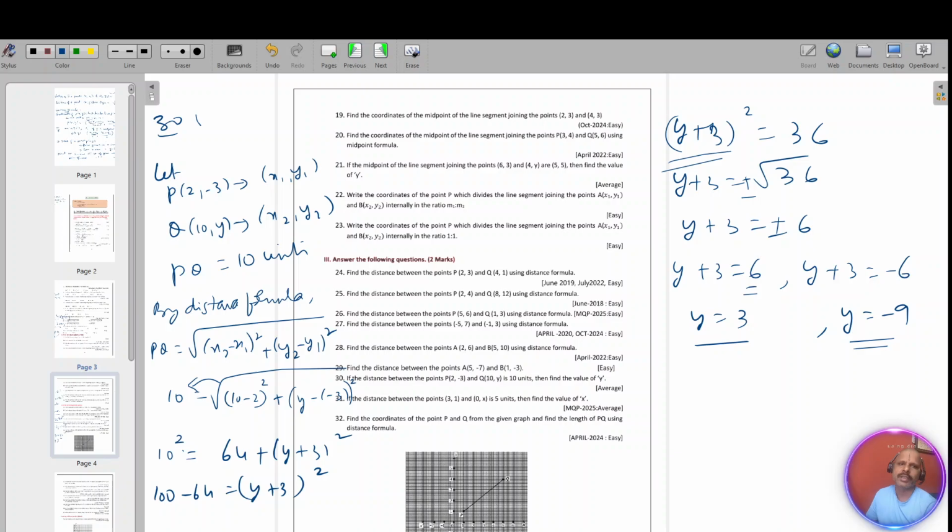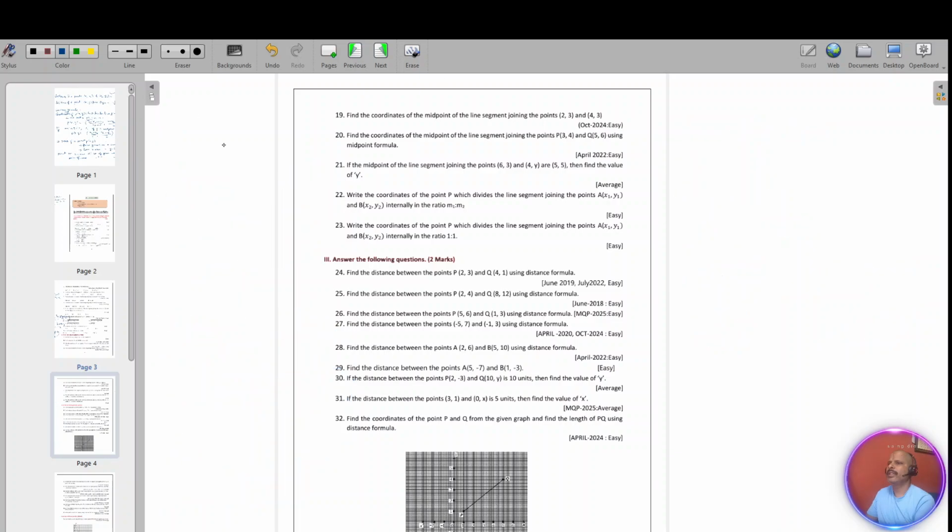Which is the next question? 30th, you can mark it as important. 31. Distance between is 5 units, find x. Just now we solved this. Just follow that procedure and you'll get the answer. Then 32.